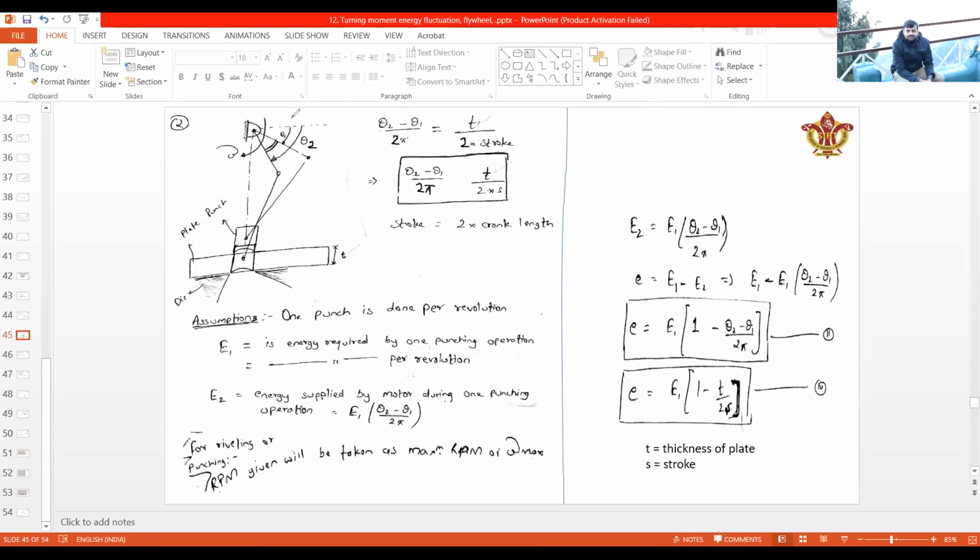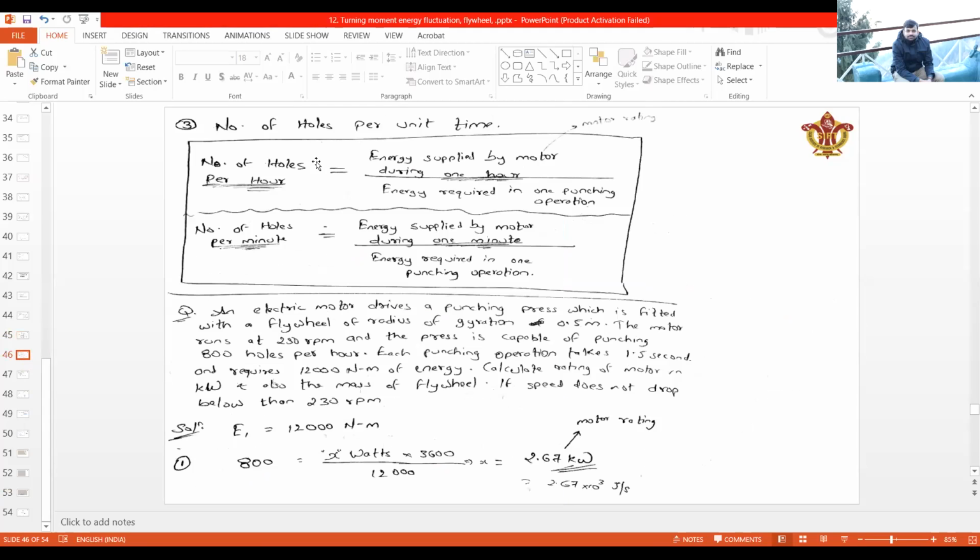So I hope this is clear to you. Okay. Then we saw another concept, that is of motor rating. What kind of motor we are using, what kind of motor we are purchasing and using in our application, right? So if in the question it is given that this many number of holes are done by the machine per hour.